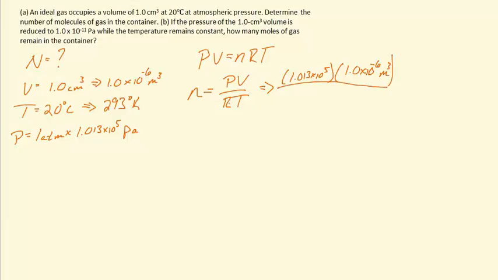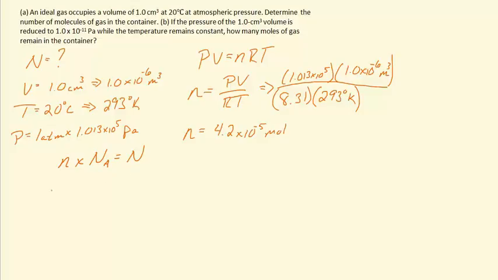divided by R, which is a constant of 8.31, times our temperature in Kelvin of 293 Kelvin. When we calculate this out, we see that the number of moles we're left with is equal to 4.2 times 10 to the negative 5th moles. Now that we know our moles, we can take our number of moles multiplied by Avogadro's number, which will give us the number of molecules of our gas in the container.